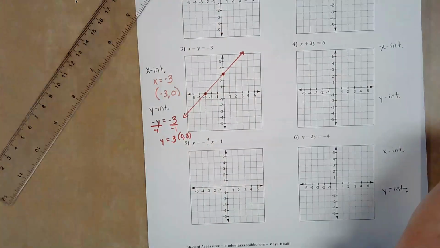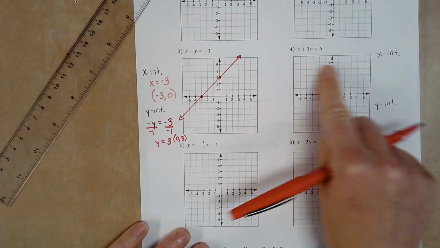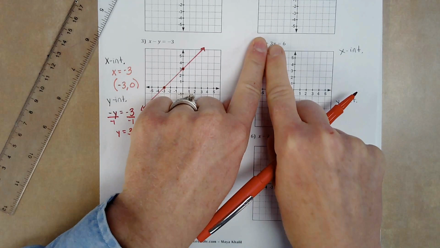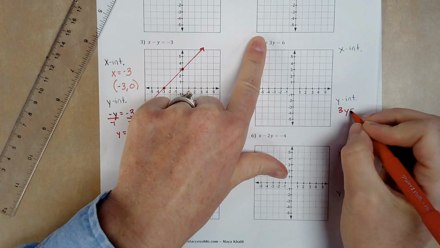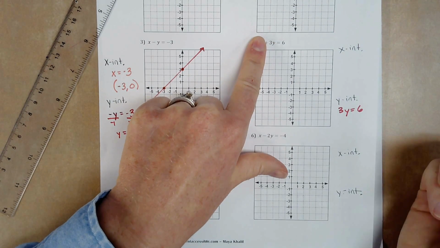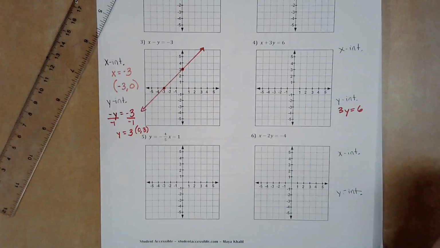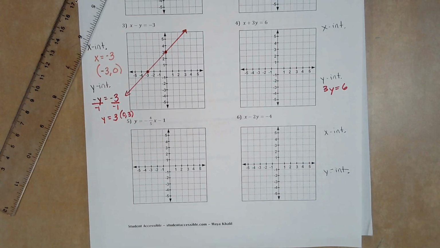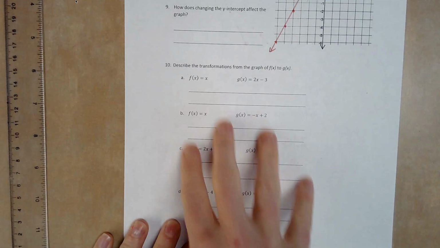Okay, so make sure to do that with all of them. Whenever you do your y-intercept here, you're going to cover this up. You have 3y equals 6. So you're going to have to divide by 3 to find your y-intercept. Same thing here. So this assignment is due tomorrow. This assignment 1 through 9 is due tomorrow, and then we're going to do 10 together.